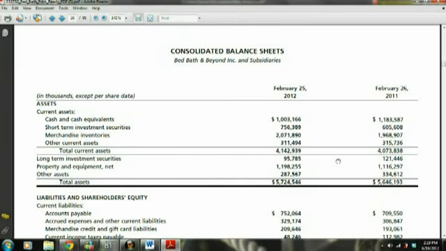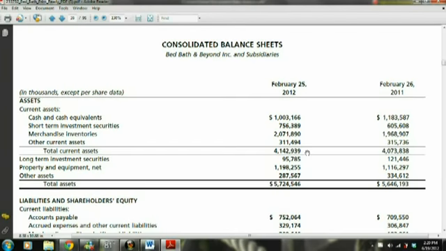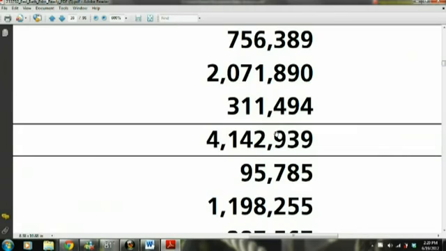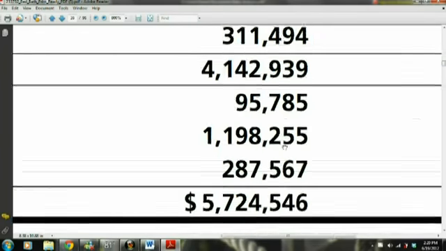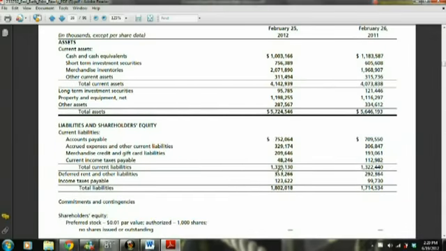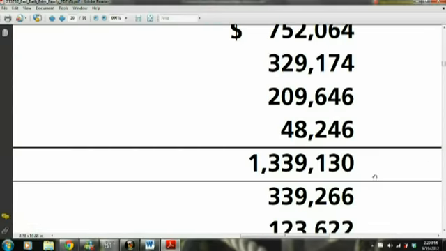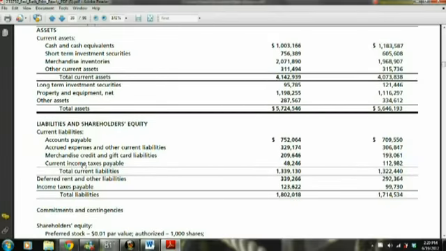Now let's look at Bed Bath & Beyond's balance sheet to calculate their current ratio. We also got Bed Bath & Beyond's balance sheet from their company website, and it is also reported in thousands. The first thing that stands out is that Bed Bath & Beyond is a much larger company. However, they are still both retail stores with a similar focus. Bed Bath & Beyond has current assets of $4,142,939,000 and current liabilities of $1,339,130,000.